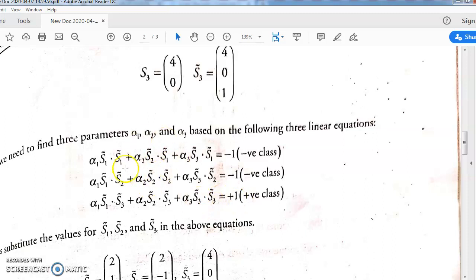Now how do we form the equation? This is the standard equation. These are the standard equations for finding the optimal hyperplane.